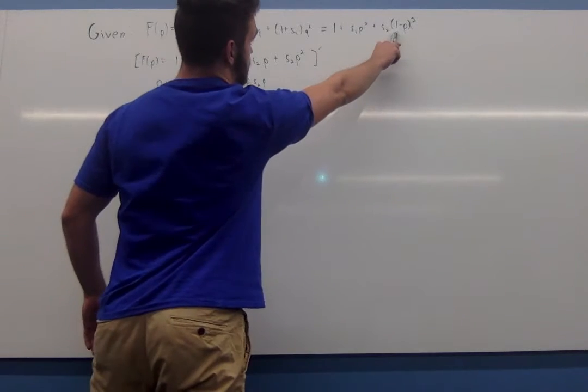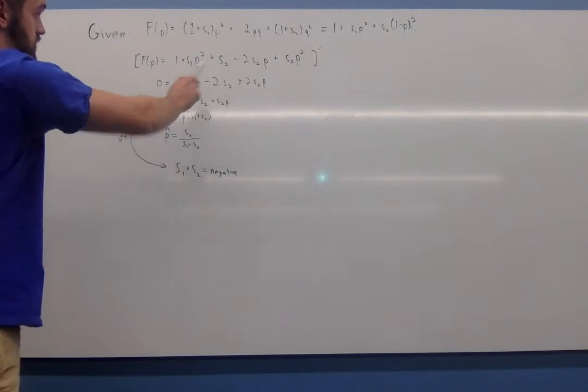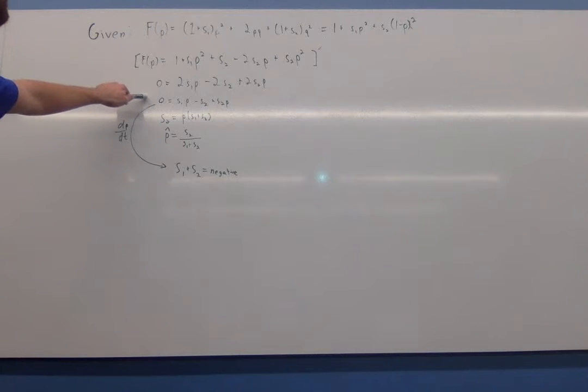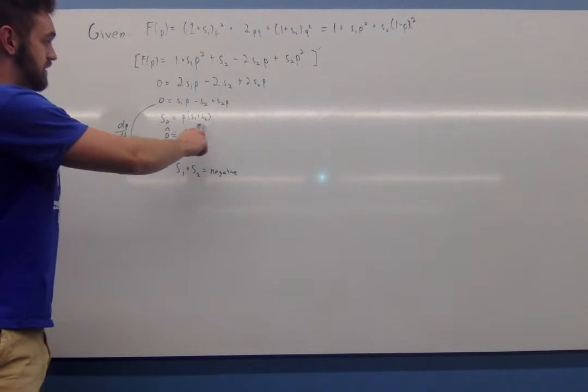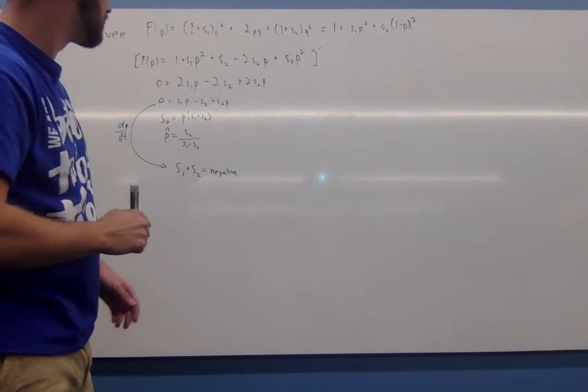I expanded it over here. I multiplied that in, and then I brought that down. Took the derivative, that gives us this equation right here, which we can simplify down to this. And then I simplified it all the way down to show that P maximum equals S2 over S1 plus S2.